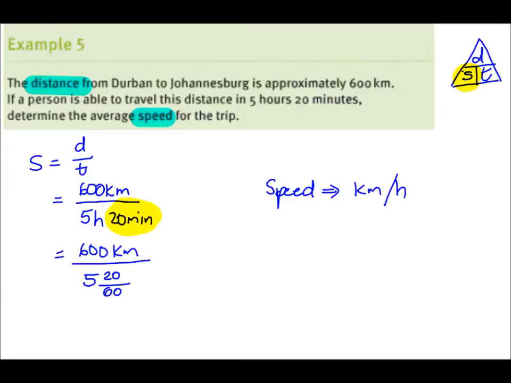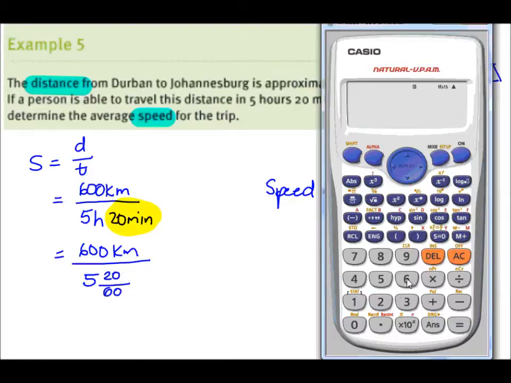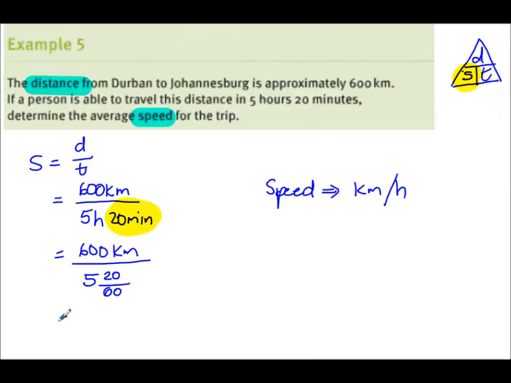And that you will just calculate on your calculator. So all you're going to do is you're going to say, okay, let's use the fraction button. You're going to have 600 over, now remember this is a mixed number, so I have to use the mixed number fraction button. So I've got 5 and 20 over 60 equals 225 over 2, 112,5. Remember, what were we looking for? We were looking for the speed of the trip, so it's 112,5 kilometers per hour.